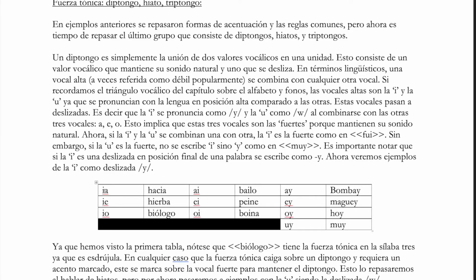Here we have spellings with an I, but the I is not going to have its natural sound I. It's going to sound ya. So if we look at this, it's going to be hacia, it's a ya. Hierba, it's a ye. Biólogo, bio, yo. And that's what creates a diphthong. And we have many diphthongs in English too.